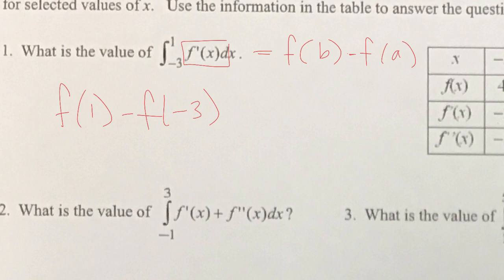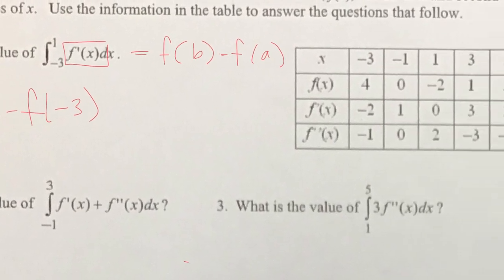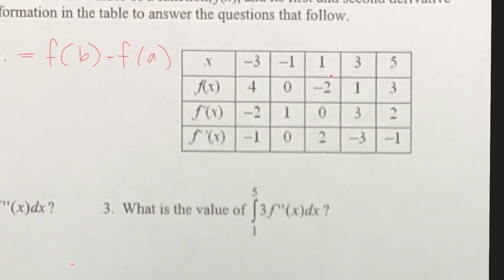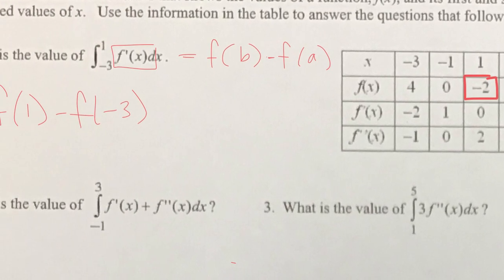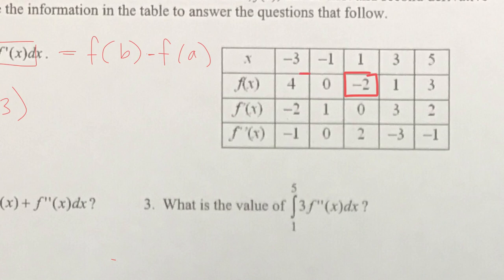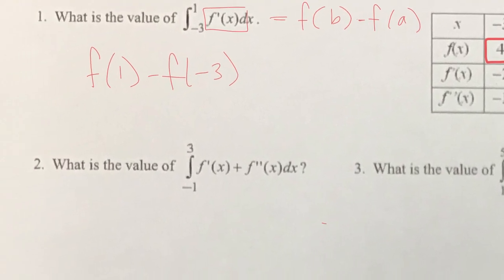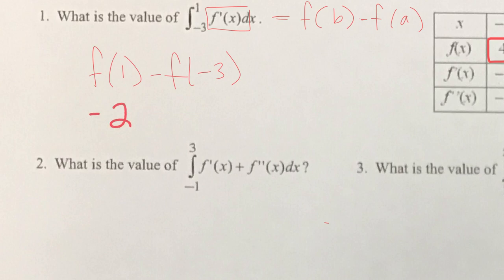And since we don't have a function, we have a table, we're going to look at the table and see what those values are. So let's see, what is f of 1? It is negative 2. And what is f of negative 3? F of negative 3 is 4. So we have negative 2 minus 4, which is negative 6. Alrighty, let's look at the second one.